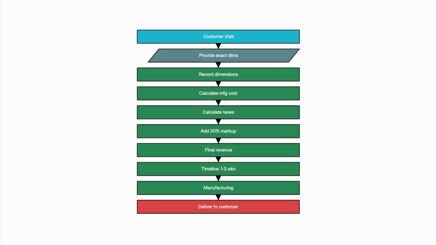Once the final revenue is provided to the customer, this process usually takes from 1 hour to 1 day depending upon the traffic we get. Once the final revenue is submitted to the customer, he pays us the money and then starts the timeline of 1 to 2 business weeks. In the timeline of 1 to 2 business weeks, we manufacture the product out of materials which are reliable, affordable, and give the luxurious touch.